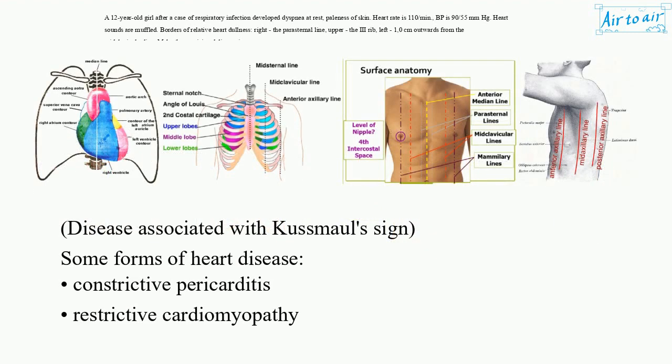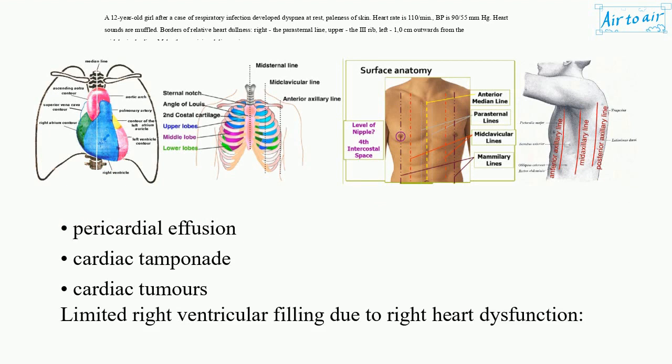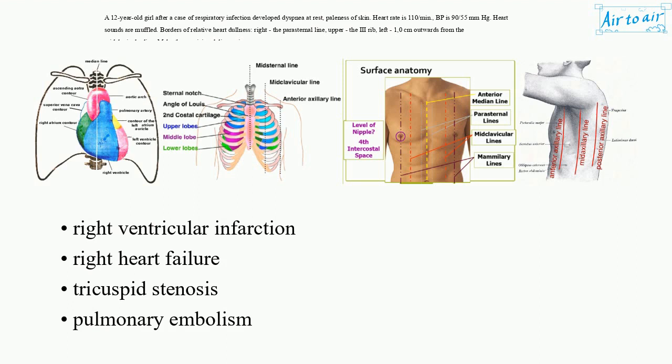Diseases associated with Kussmaul's sign. Some forms of heart disease: constrictive pericarditis, restrictive cardiomyopathy, pericardial effusion, cardiac tamponade, cardiac tumors limiting right ventricular filling; due to right heart dysfunction: right ventricular infarction, right heart failure, tricuspid stenosis, pulmonary embolism.